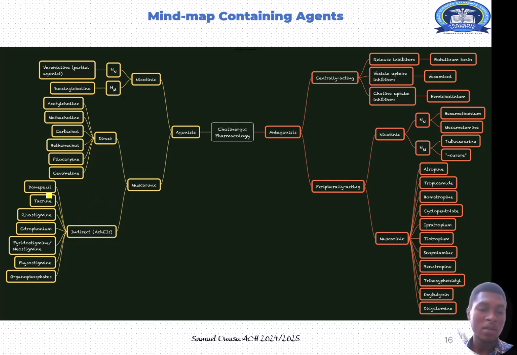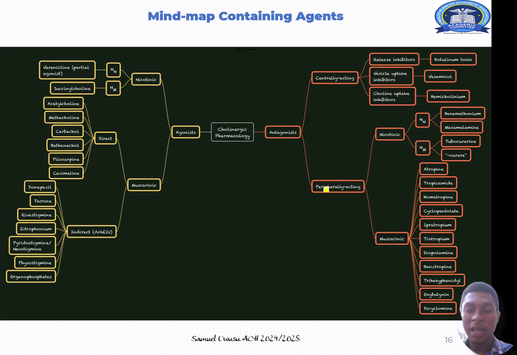So we have edrophonium, rivastigmine, pyridostigmine, and then the organophosphates are the irreversible ones. Then we talked about the antagonists. Antagonists could be centrally acting and then peripherally acting. The centrally acting ones are those that block release. We have those that tend to block the fusion of the vesicles with the membrane. That's botulinum toxin. We have vesicular uptake inhibitors like vesamicol. Then choline uptake inhibitors are like what, hemicholinium.